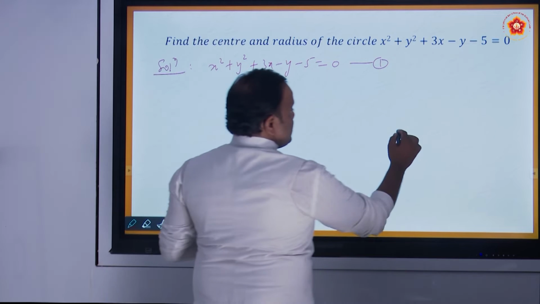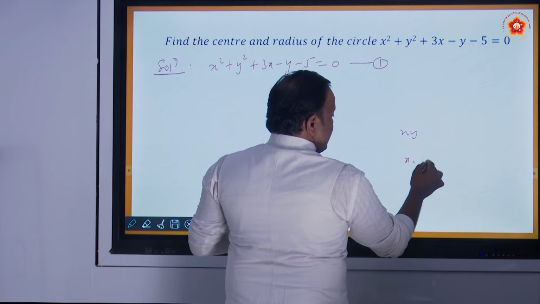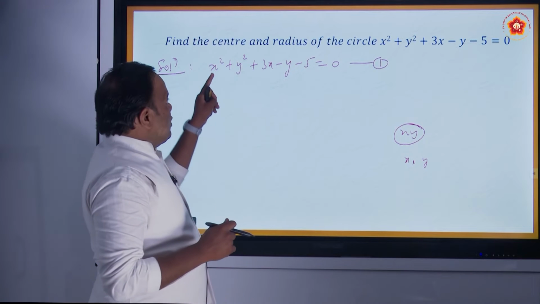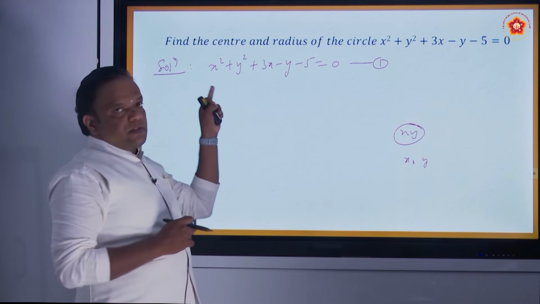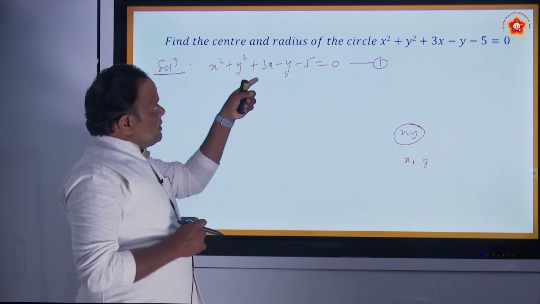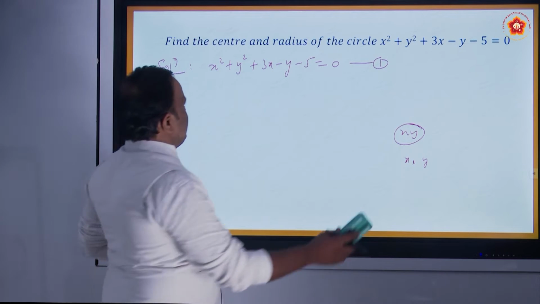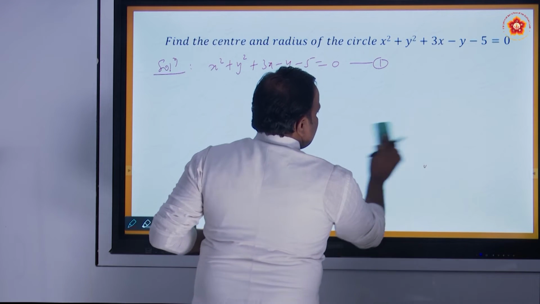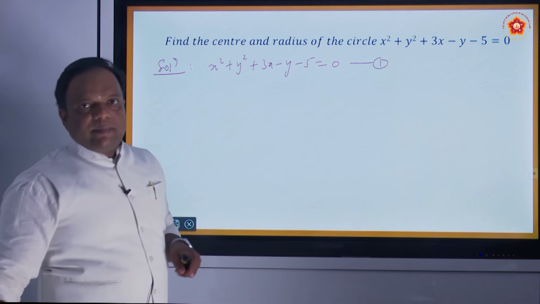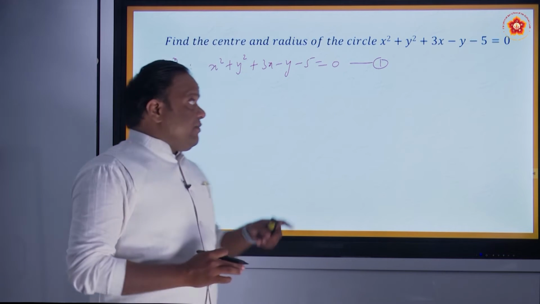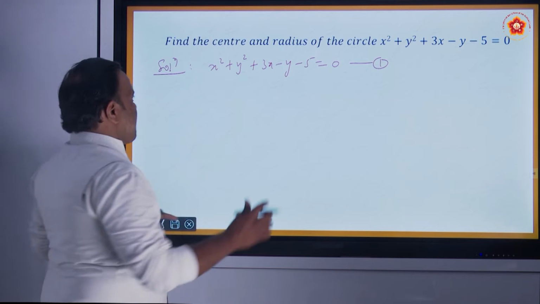Xy term is nothing but x into y, not separately x comma y. There is no xy term in this equation, and the coefficient of x square is 1, coefficient of y square is also 1. Clearly this equation represents a circle. Then you have to find center and radius. For the center, you know the center formula, minus g minus f, and radius is nothing but root of g square plus f square minus c. First find g, f and c.